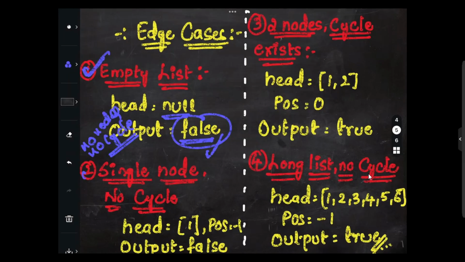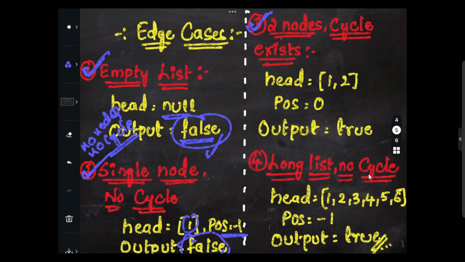Let's move on with the second edge case here. In this case, single node, no cycle. When I say single node, no cycle, only one node we have, so a cycle is not possible. We have seen this one in the example itself, the third example, I guess. Position they have given -1. Output will quite obviously be false, right? Whenever we consider a single node, it will not have any loop, so the output will be false in this case.